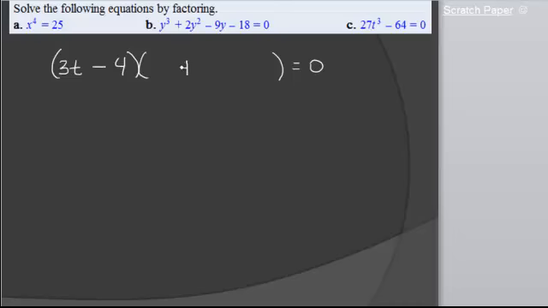That means this sign is going to be a plus because it's always opposite this one, and the last one is always a plus. Okay, now you square the 3t, you square the 4, and in the middle you multiply 3t times 4. Okay, now you set each of those factors equal to 0.